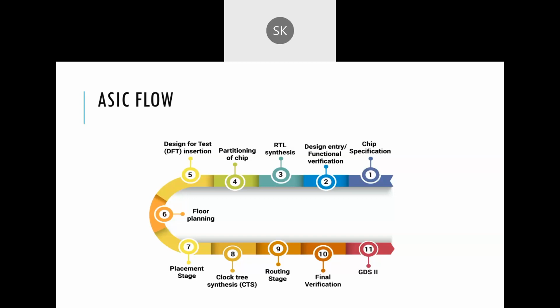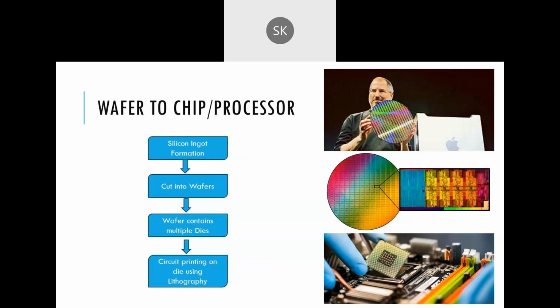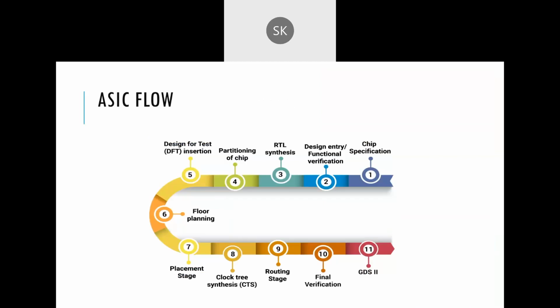That file is then sent to the fabrication lab, and from that file we are basically printing that circuit. We have seen that we have to print that circuit on a particular die which we have taken from the wafer, right? So that's basically the proper flow of an ASIC flow.